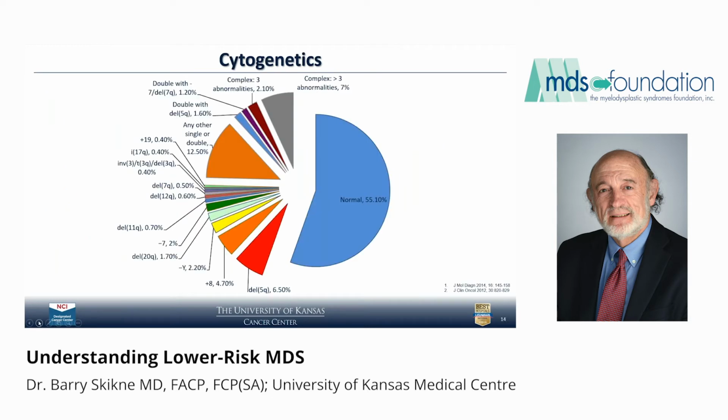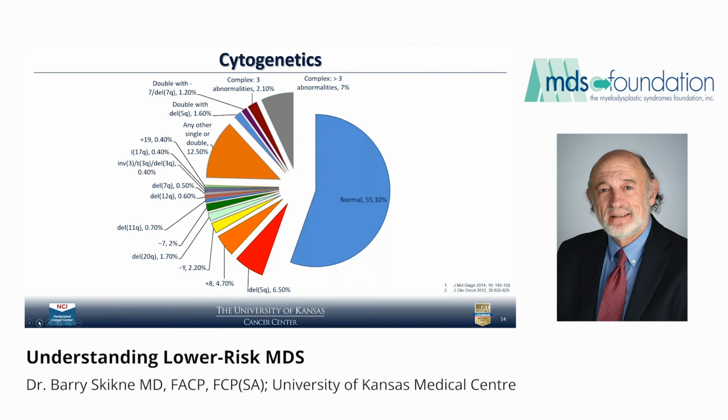So just a short briefing on cytogenetics, and to point out that when cytogenetics are done, only 45% of patients with MDS will have cytogenetic abnormalities. That's noted in these colored slices of cake, if you want. And on the right, in blue, is that 55% of patients will have normal cytogenetics.